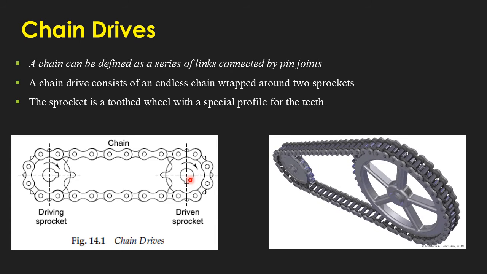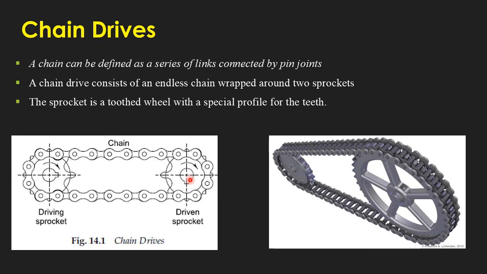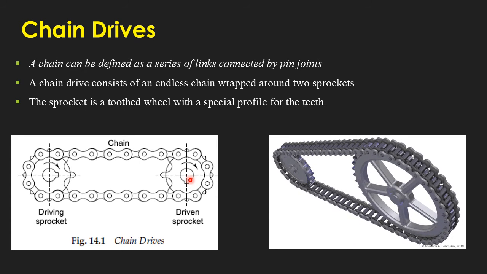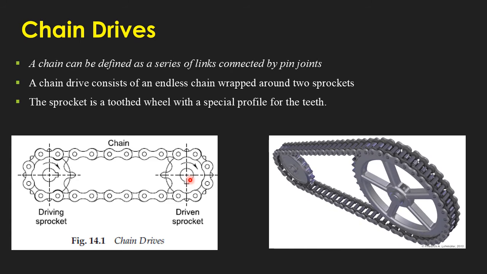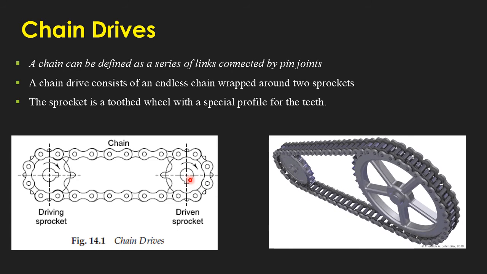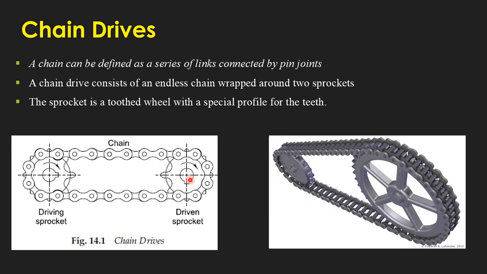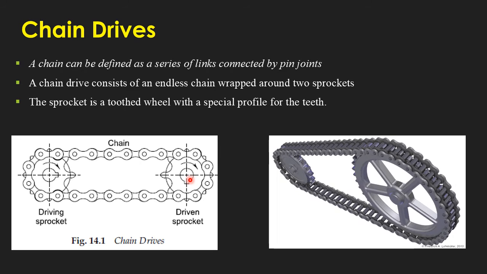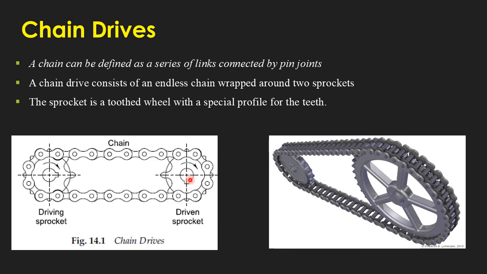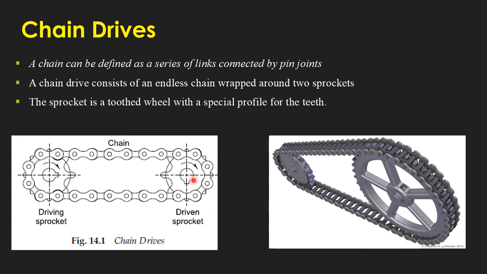If you have an idea in detail about the belt as well as the rope drive, in those belt and rope drives we have seen that slipping may occur. There are high chances for that slipping to occur. So in order to avoid such slipping in applications, steel chains can be used. In such applications, if we have to avoid slipping, then we can go for chain drives.